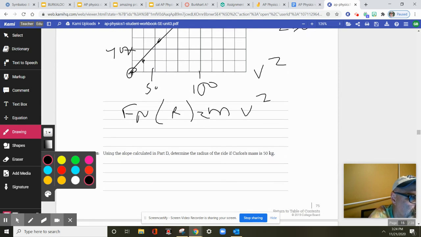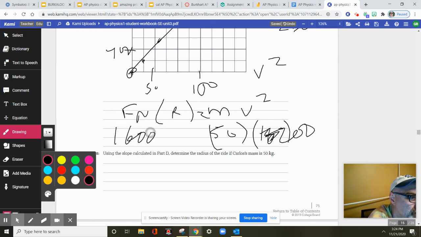So he said the mass was 50 and the slope was, anyways, this was 200, and this was 1600, and that was R. And there you go. They got 6 meters.